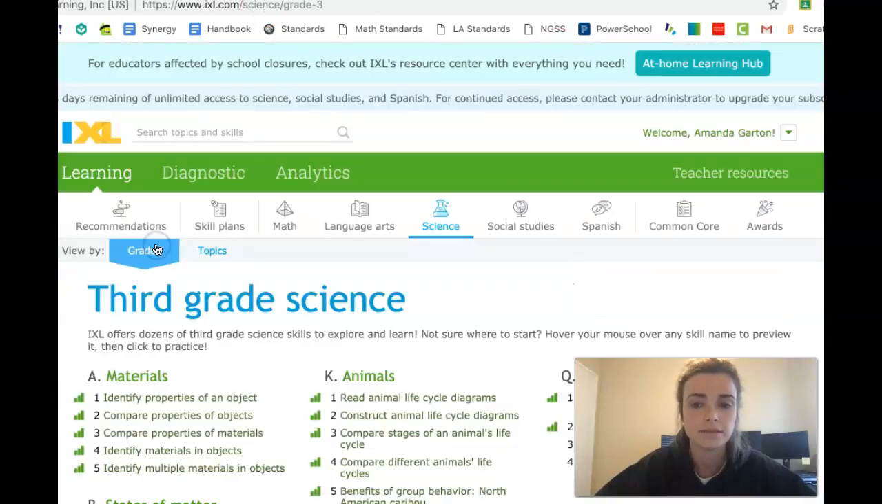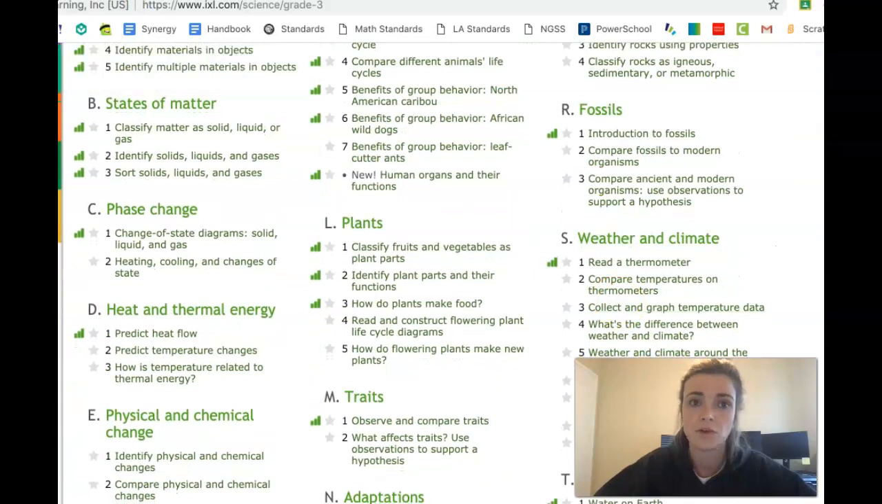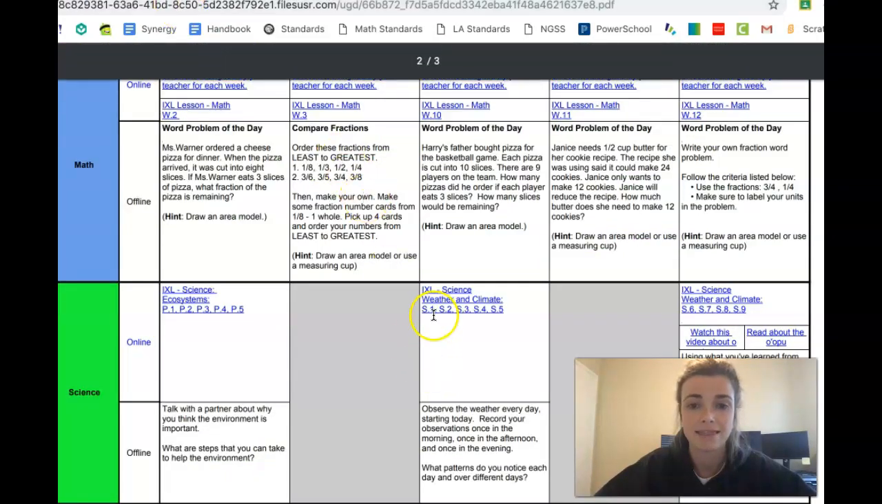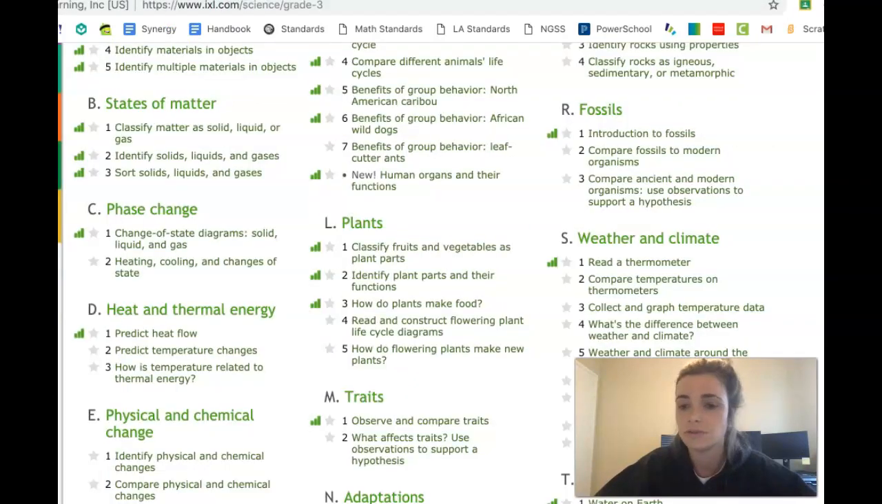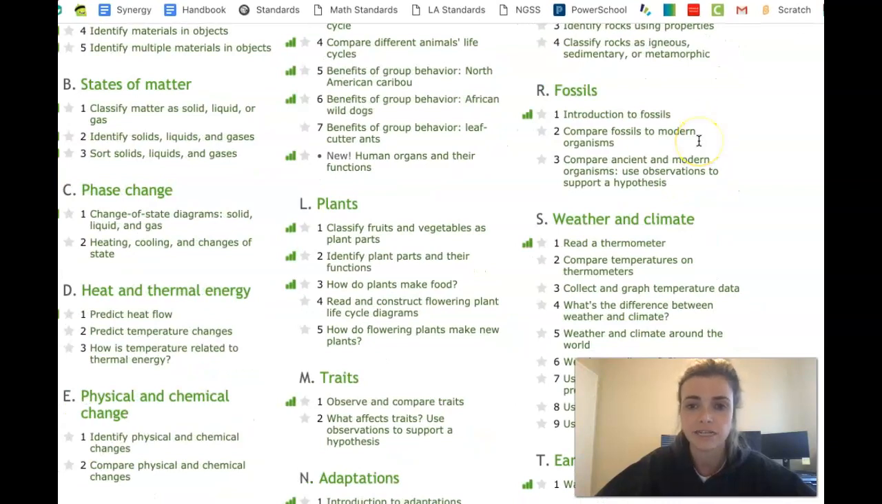So grade 3, weather and climate. So 3rd grade, like I just talked about with the math, I know it says S1, S2, S3, S4, S5. Do not feel like you need to do all of these, okay? Set the timer, 10 to 15 minutes. You guys can even pick which one you want to do. I will give you that option as well.